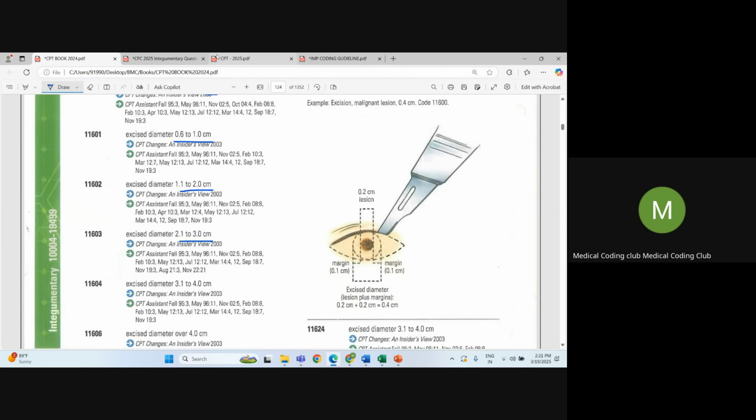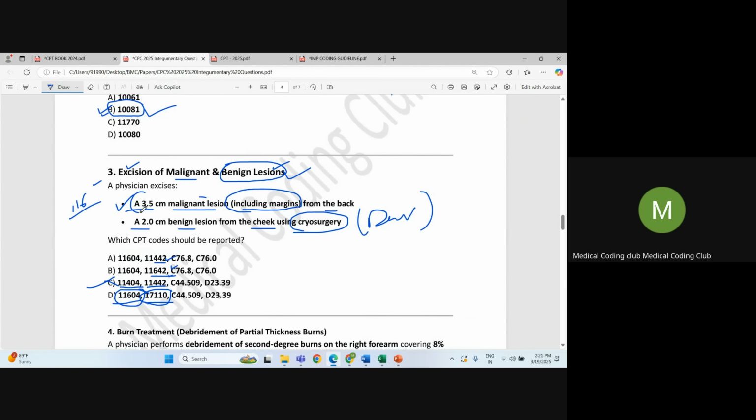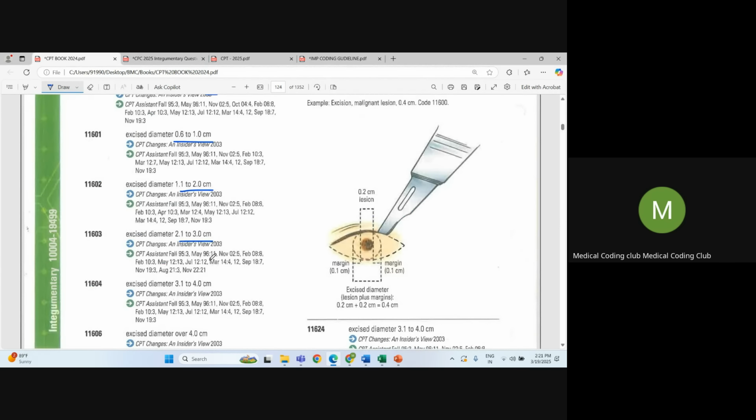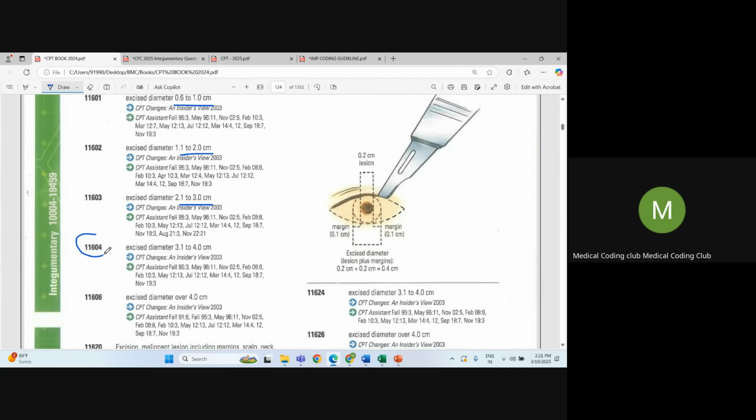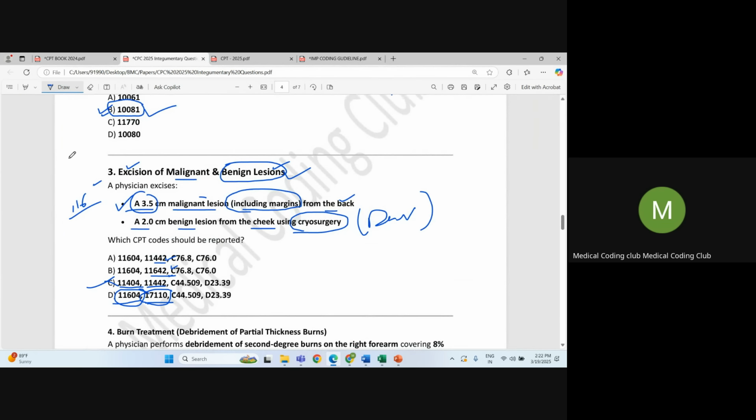In our question, they have excised a 3.5 centimeter lesion from the back. Back is nothing but trunk. So 3.5 centimeter means 11604, excised diameter 3.1 to 4 centimeter. This is the correct code for excision of malignant lesion. So option D has 11604. Okay, this is correct.